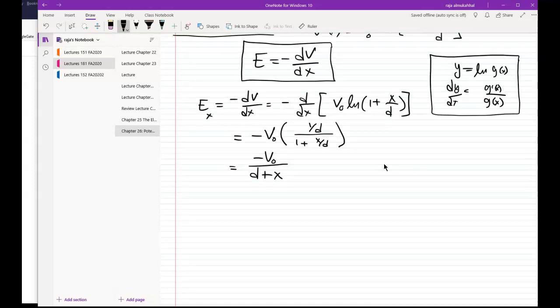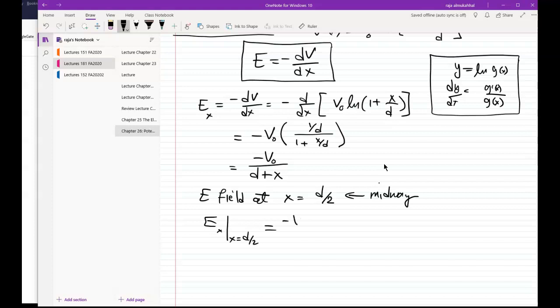Now he says, what is the electric field at x equal d over 2, midway. You see? This is midway. All you need to do is just plug it in. So E sub x at x equal d over 2. Just plug it in. So that's minus V naught over d plus d over 2.